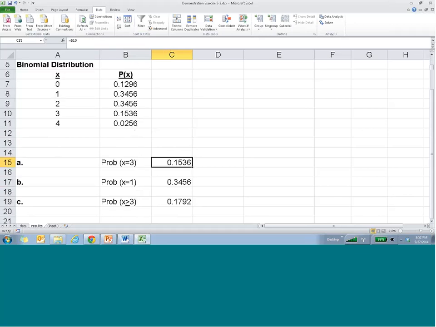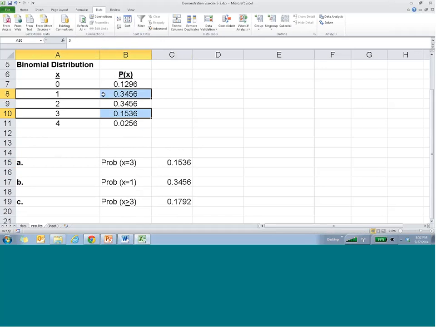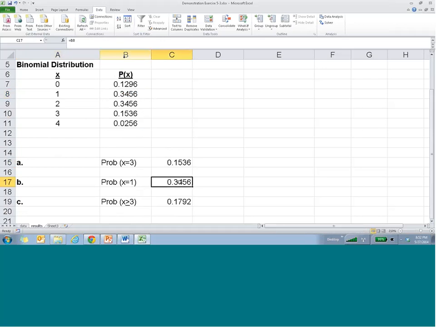Okay, so here it's just saying probability equal to 3, so I'm going to look up here. Here's probability equal to 3. There's my value, 1536. Here is the probability of exactly one person. There's the probability of exactly one, 34.56. Now here, what's the probability that it's greater than or equal to 3? Well, it could be 3 or 4. So in my formula here, I'm going to say I want to sum these two.